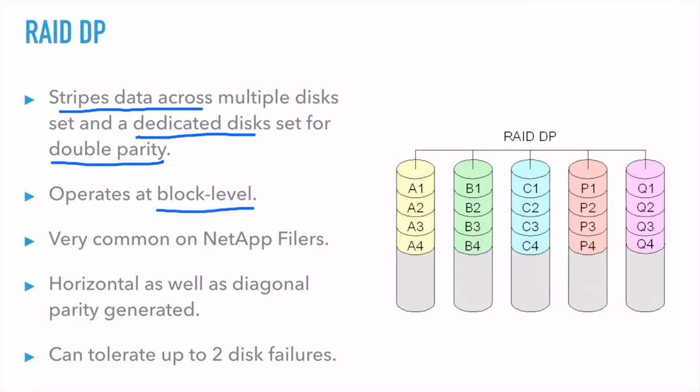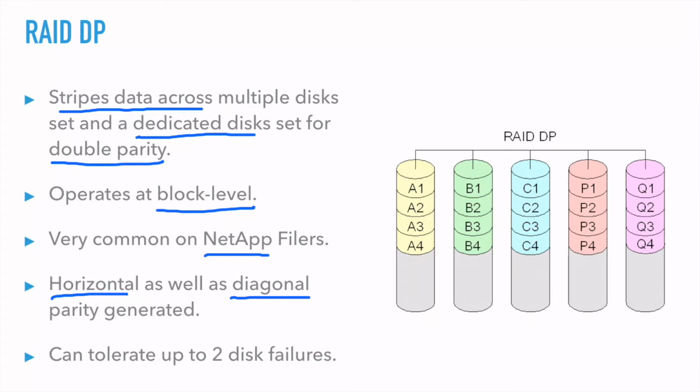Again, it operates at block level. Most of the popular RAIDs are at block level. This RAID DP has been popularized by NetApp. It is very widely in use on NetApp filers. This is recommended by NetApp to be used on their machines. Again, for the double parity, horizontal as well as diagonal parity is generated.